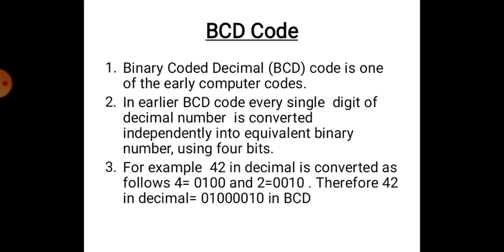You have studied binary conversion from decimal to binary. So in that case you have studied 4 is equal to 1 0 0 and 2 is equal to 1 0. But since here you have to convert in BCD code using 4 bits, so on the left side additional 2 bits are added, and those are maintained as 0 or 1 as the case may be. Therefore 42 in decimal is equal to 0 1 0 0 0 0 1 0 in BCD.